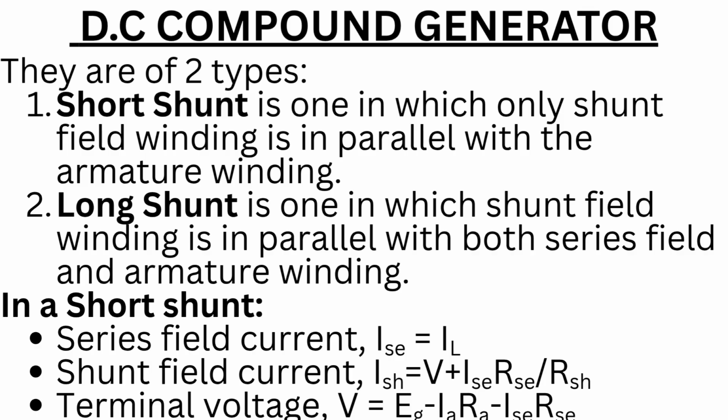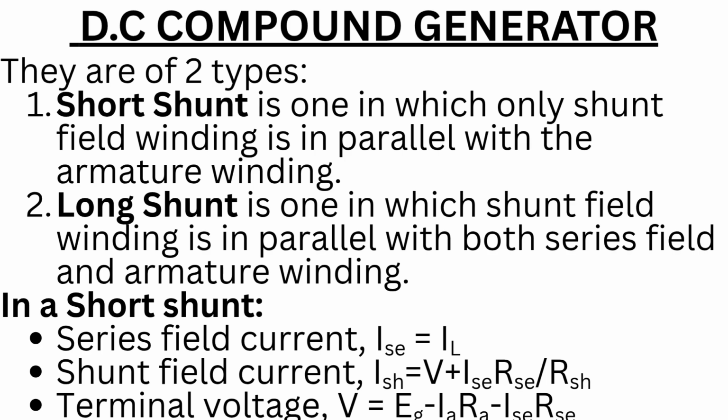Now let us look at DC compound generators. They are of two types. 1. Short shunt is one in which only the shunt field winding is in parallel with the armature winding. 2. Long shunt is one in which the shunt field winding is in parallel with both the series field and armature winding.